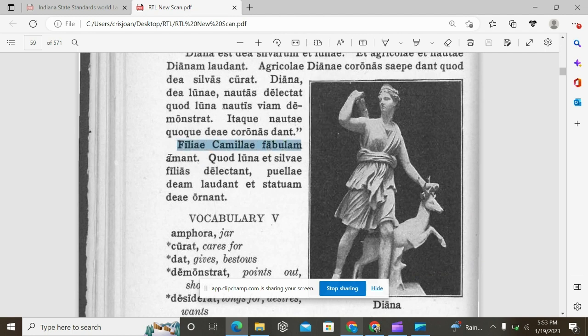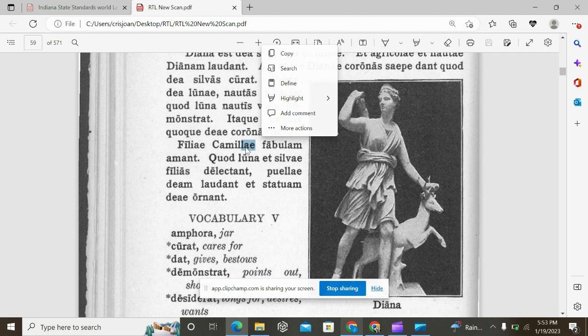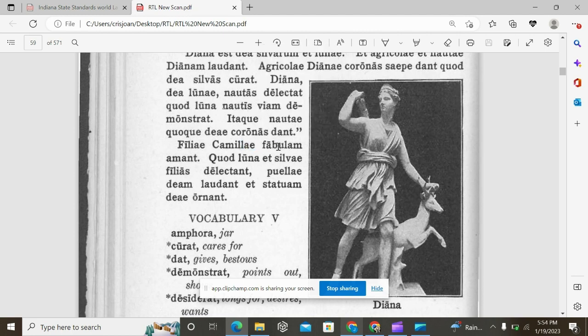Filiae Camillae fabulam amant. Amant. So here we see that amant is plural. We can tell because of the nt. So the doer of the action in this sentence has to be a nominative plural if it's stated. So we can infer that filiae must be nominative plural, the doer of the action, doers of the action. The daughters, amant, they love. The fabulam, Camillae. So here we could take Camillae as genitive singular, showing possession, showing that it's Camilla's story that the daughters love.